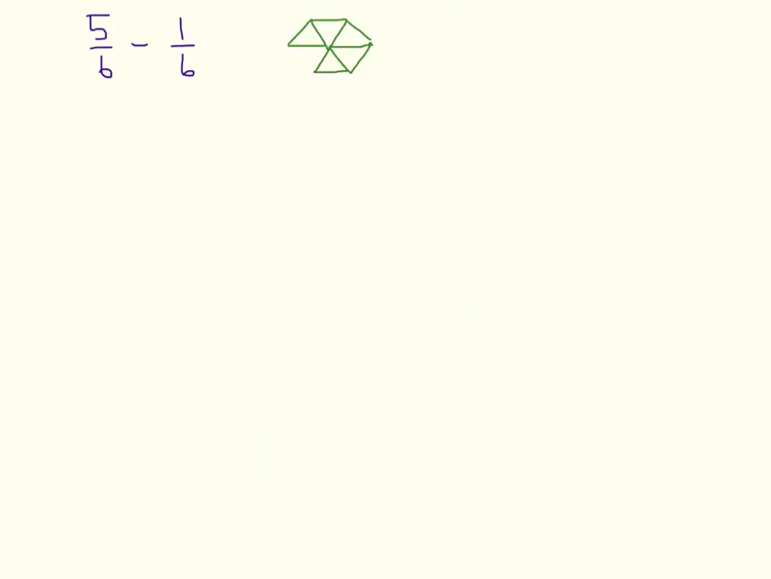Let's take a look at 5/6 minus 1/6. Using pattern blocks, we can lay out 5 of the triangle-shaped ones, because the triangle-shaped ones represent 1/6. And then we can take away one of those triangle-shaped blocks, which leaves us with 4 blocks. So 4 1/6 blocks, or 4/6.